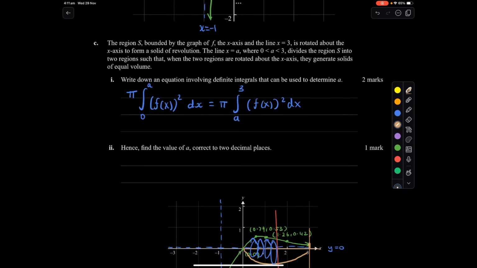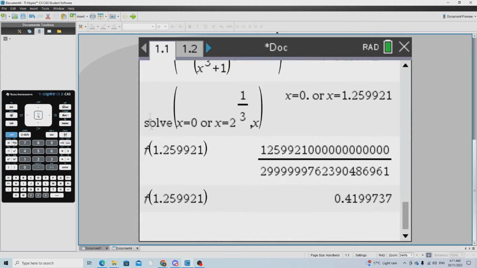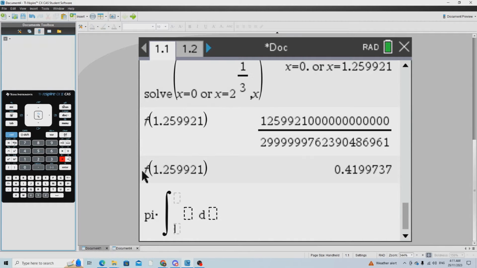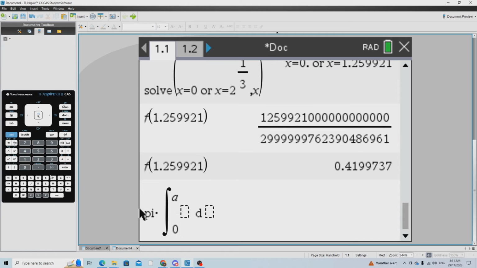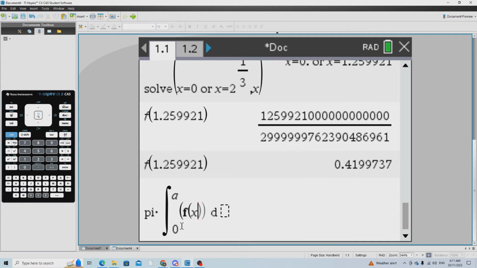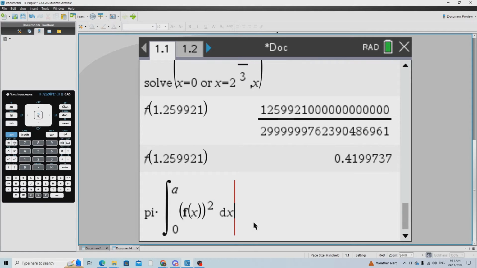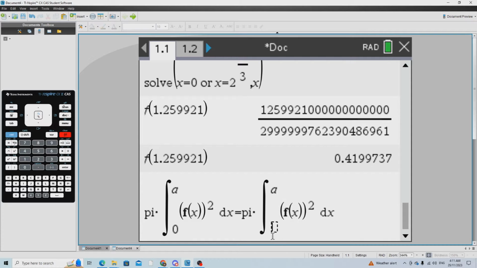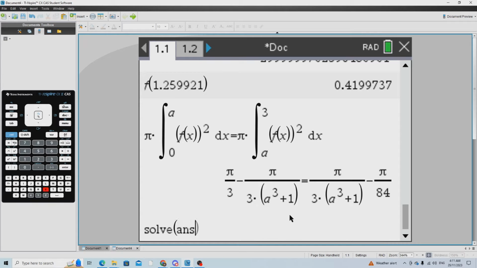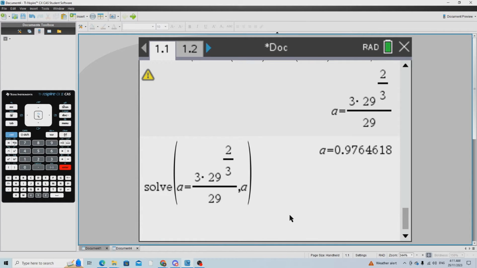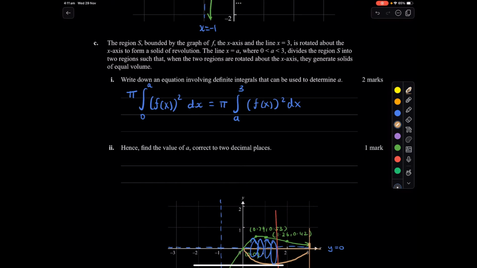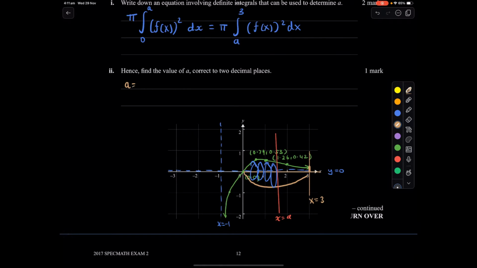Next question: hence find the value of a correct to 2 decimal places. Easy, so let's do that. Let's write pi times the integral from 0 to a of f of x all squared dx. Pretty much copy this whole thing. Equals, but now this is a and this is 3. Enter and we solve for a. And we get a as this. So a to 2 decimal places is 0.98. That's not a bad question to write.